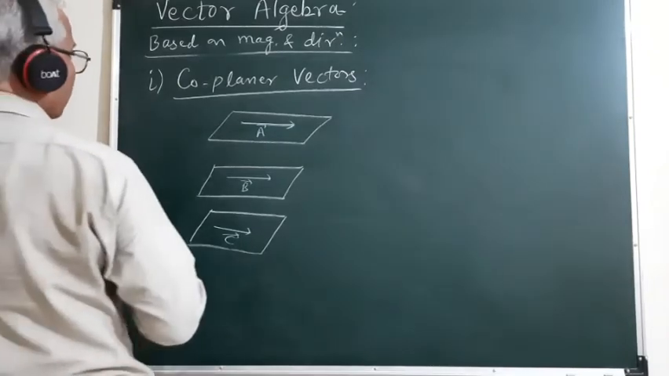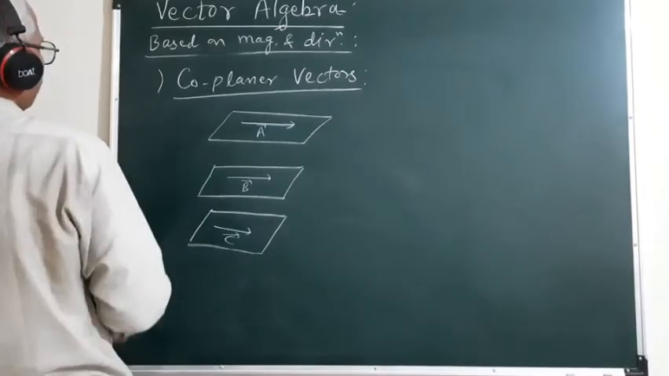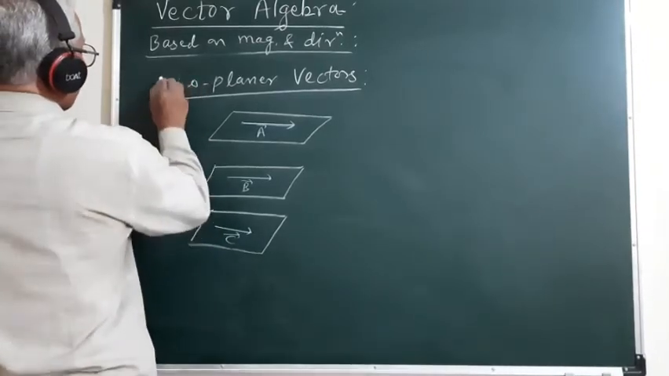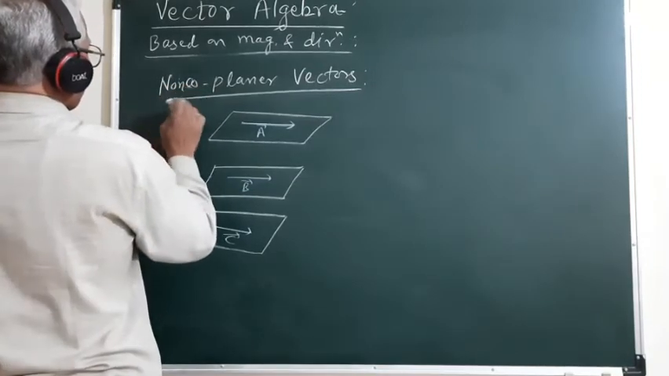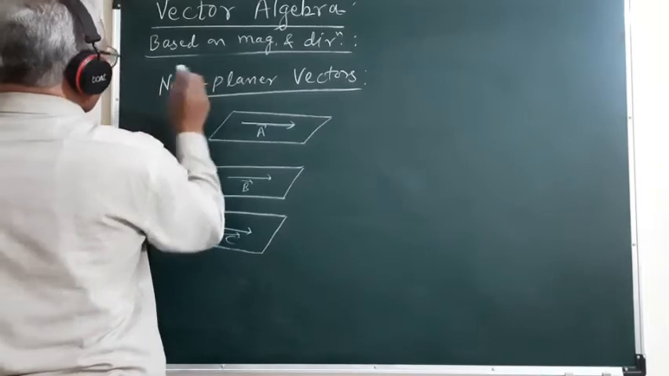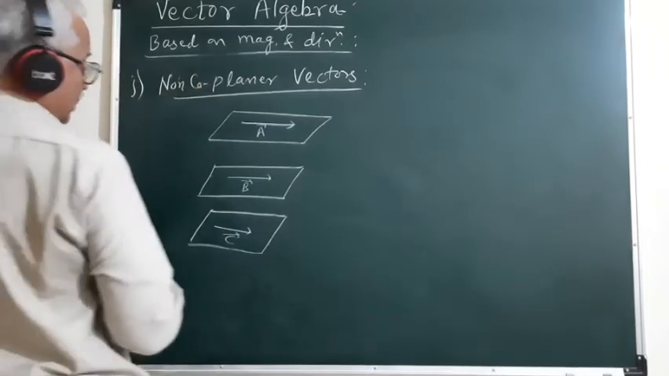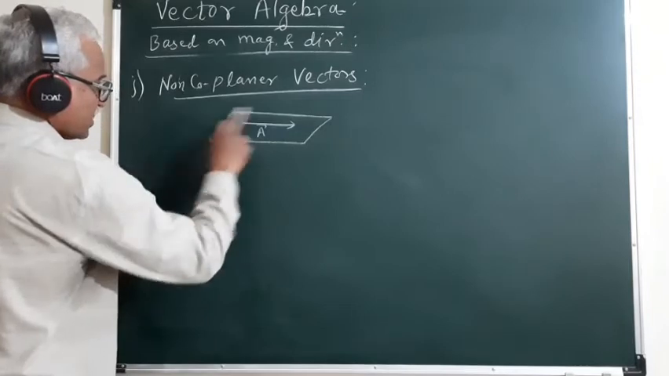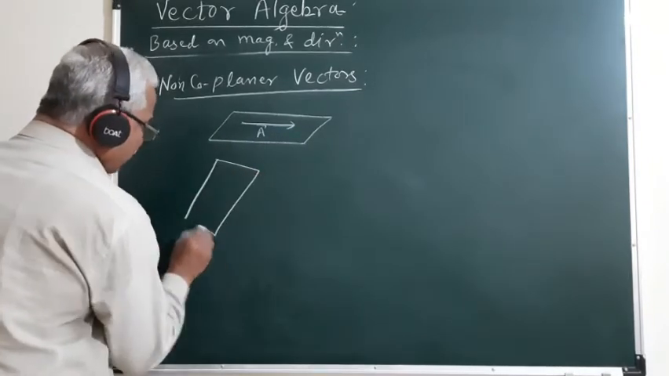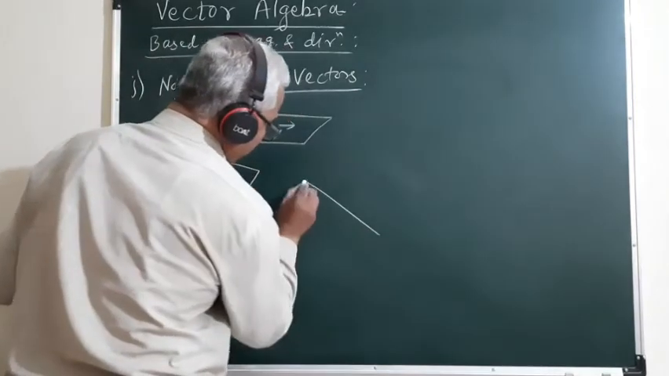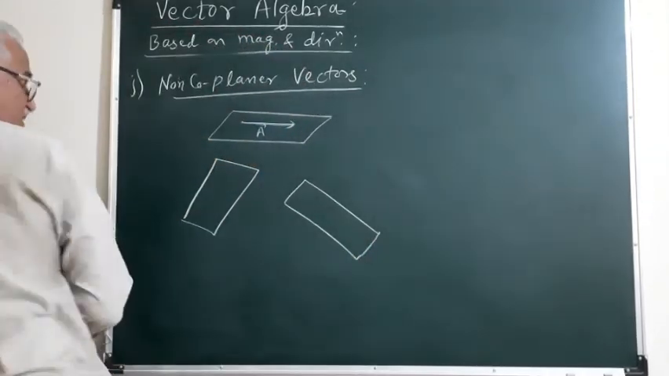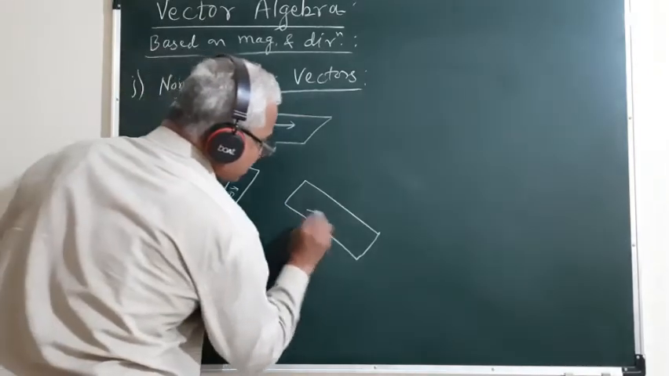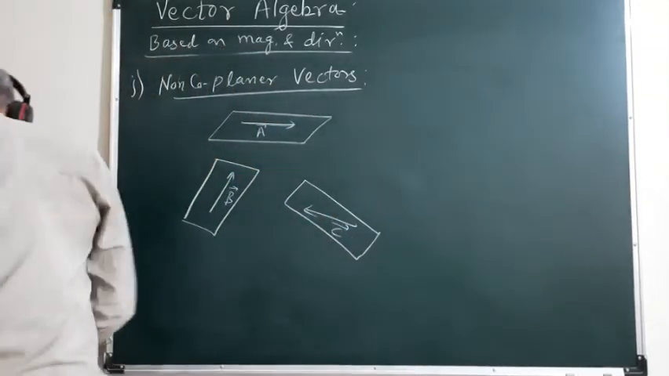Then the non-coplanar vectors. If we have three vectors in three different planes, suppose this is one plane, this is another plane, and this is the third plane. And if we have three vectors lying in these three different planes, this is say vector A bar, this is say vector B bar, and this is vector C bar.